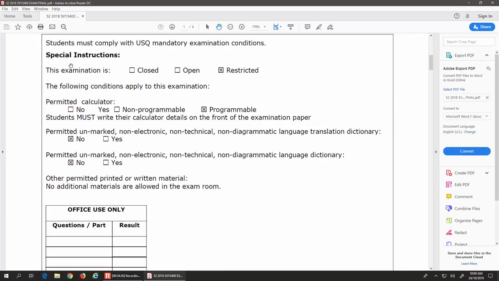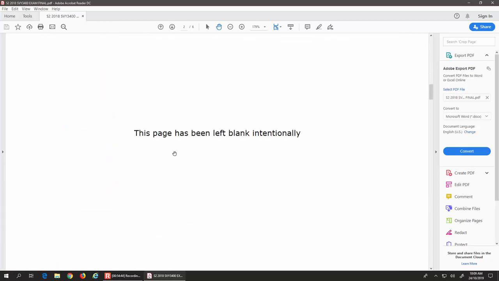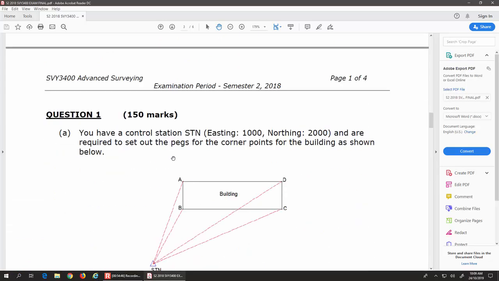It's restricted. In my revision I said closed. By closed, I mean it's not open book. So you can have a calculator, but it can be a programmable one, so you can program it beforehand if you like. So that's pretty much it.